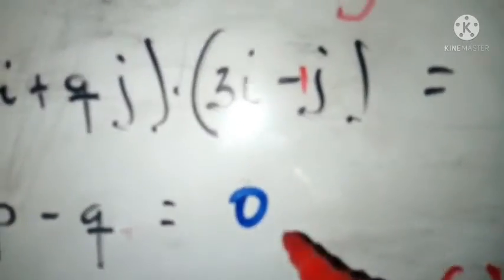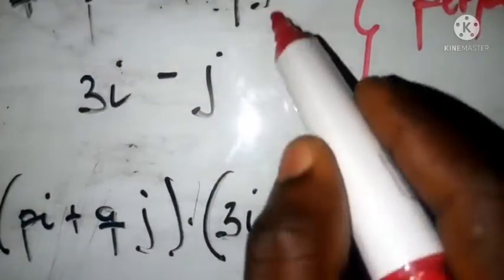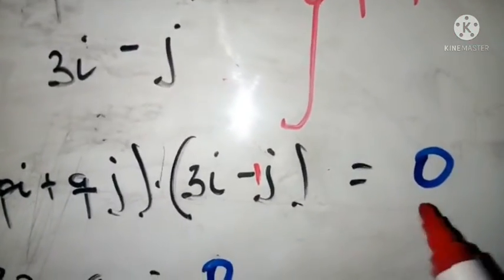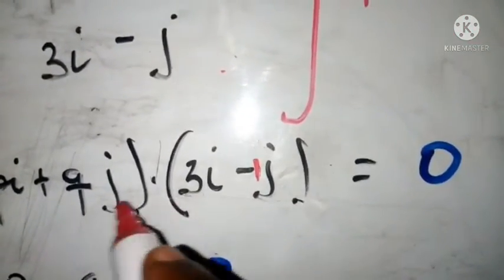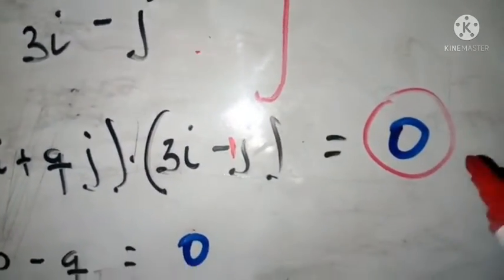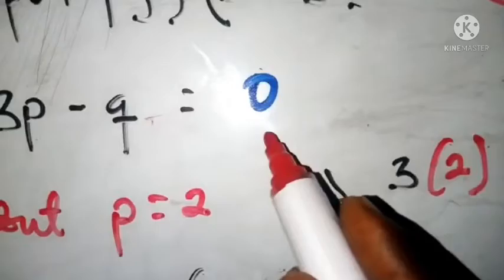This is just a definition that says that if the two vectors are perpendicular, then the product of the two of them is equal to 0. So if you multiply the two, meaning that they are perpendicular, then we should get 0 here. So that is how we equate this one to 0.